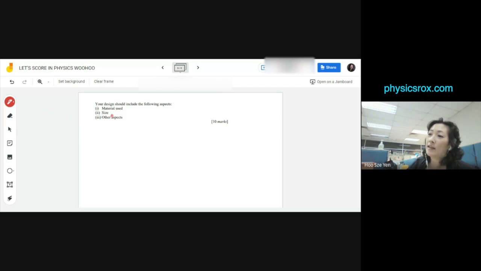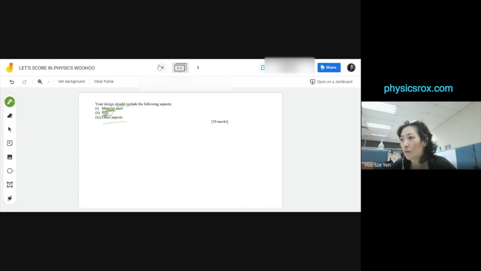So when you have things like this, it means the aspects that you have to write must fulfill the bare minimum. You must write down the material, you must write the size. Let's say you don't write these, and you write 5 other aspects. No matter how correct they are, the fact that you didn't write material and size, you cannot get full marks. Why? Because marks are allocated for this. Because the question says you should include this. That means you must include at minimum the material and size. Then only you talk about the other aspects.